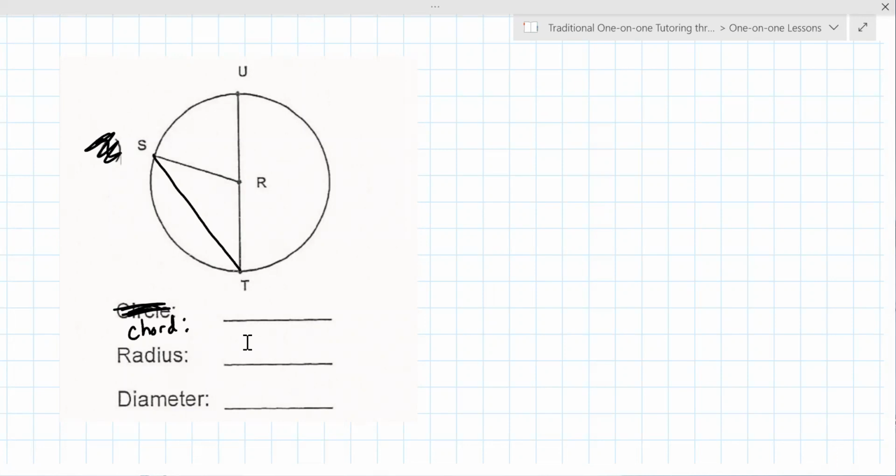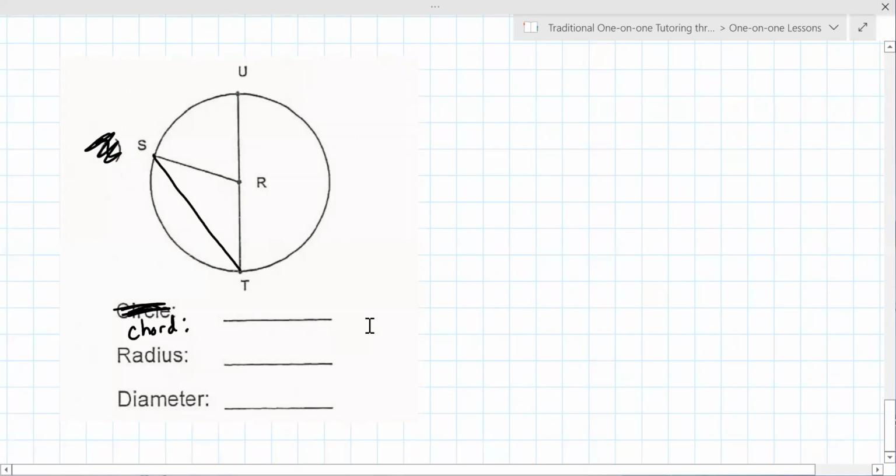Anyways, chord, radius, diameter. Give me one of those. For the chord, that's going to be UT. The radius is SR, and the diameter is UT. Very good. You got this down. You get a big gold star.